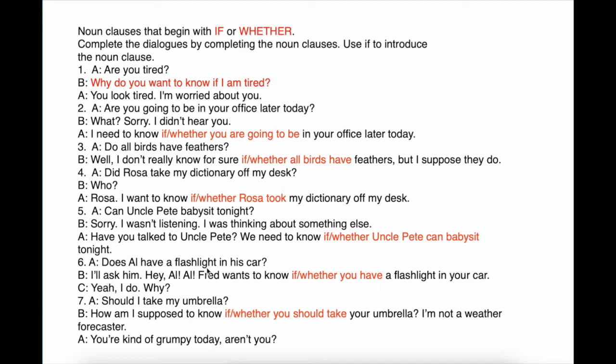Does Al have a flashlight in his car? I'll ask him. Hey Al, friend wants to know whether you have a flashlight in your car. Yeah, I do. Why? Should I take my umbrella? How am I supposed to know if you should take your umbrella? I am not a weather forecaster. Şemsiyenin alıp almayacağını ben nereden bilebilirim? Ben de hava tahmincisi değilim. You're kind of grumpy today, aren't you? Bugün heyheylerin üzerinde, yani huysuzluğun üzerinde bir bakıma.